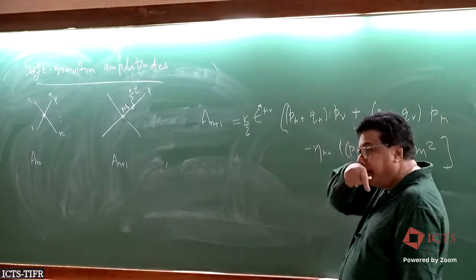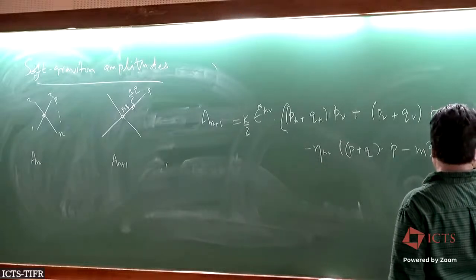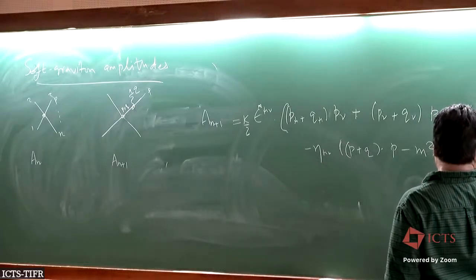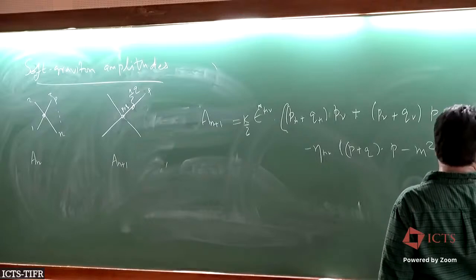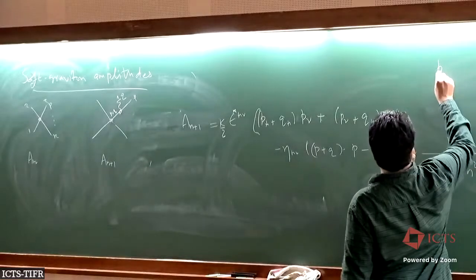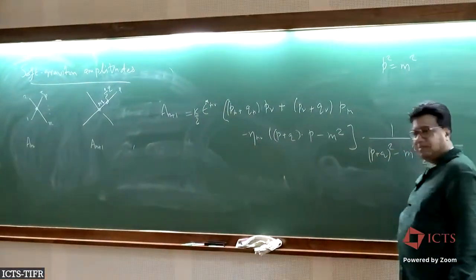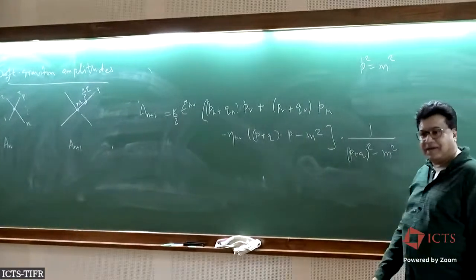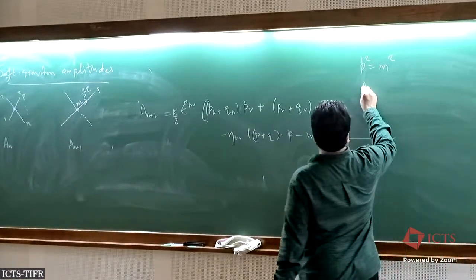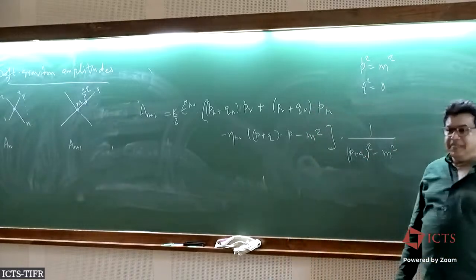Okay. And then I have a propagator. The propagator is (P plus Q) whole square minus m square. This m square is just the mass of this P particle. So P square is m square. Right? External leg, that is your mass shell. Q square is 0 because that is your free graviton.